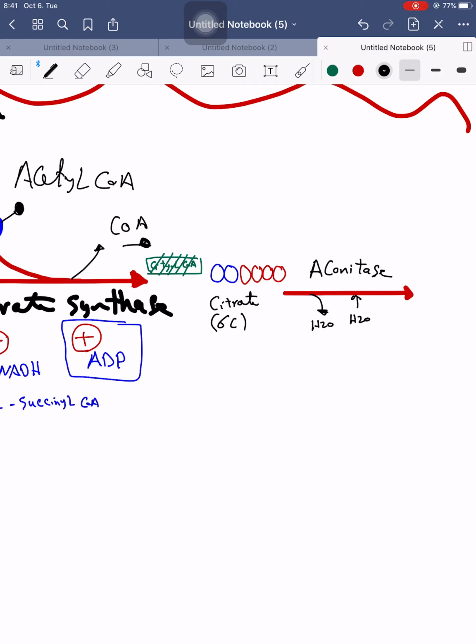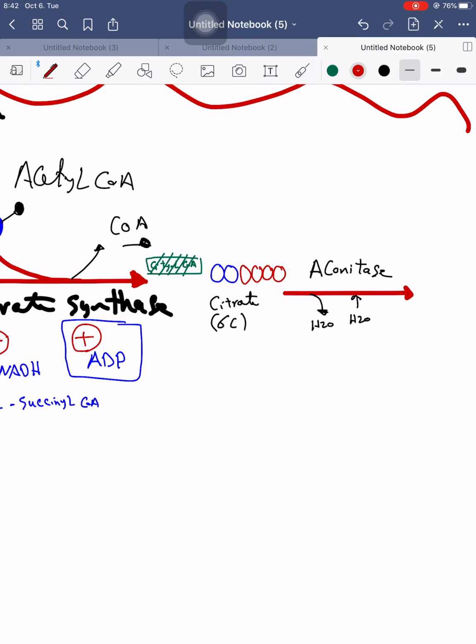That aconitase enzyme is the enzyme that first dehydrates and then hydrates citrate. So there is no change in the number of carbons, still a 6 carbon molecule, but with a different arrangement. Okay, so the same number of carbon, but we change the distribution of atoms.